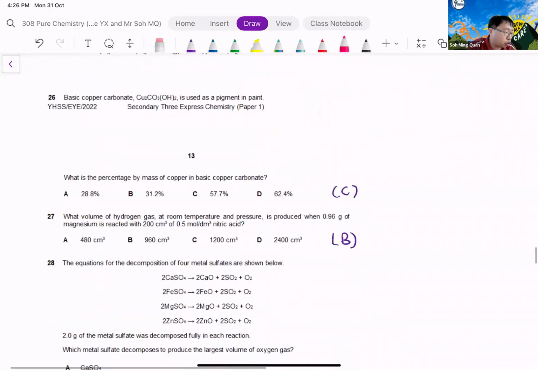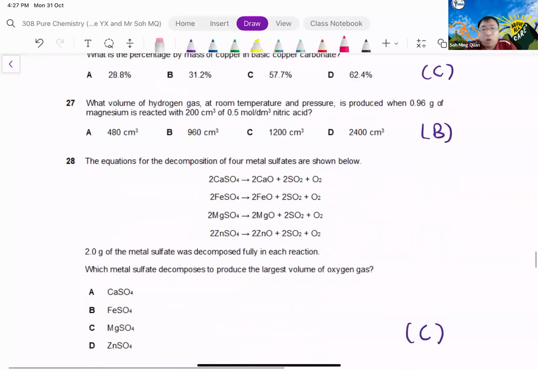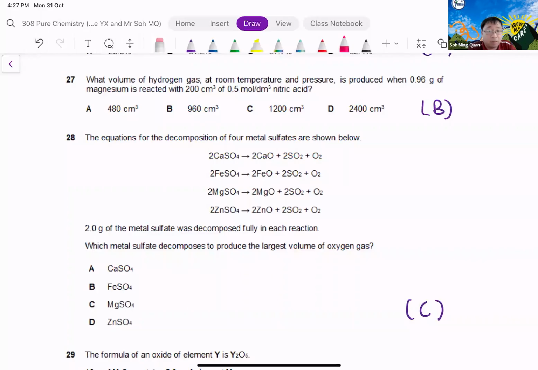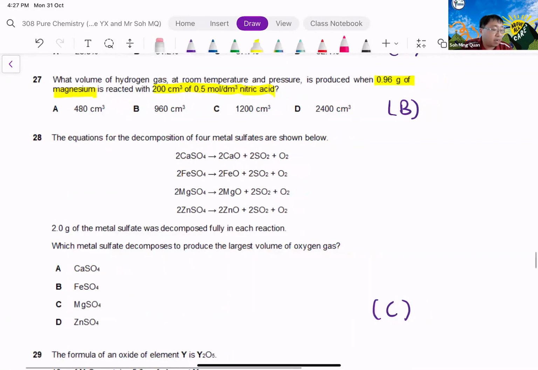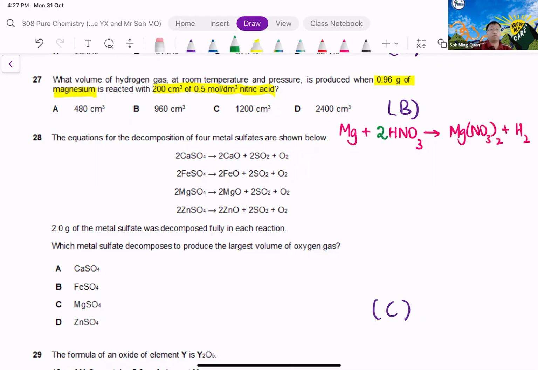Let's go to question 27. 27 is obviously mole concept, right? But exactly what from mole concept? The fact that I've given you numbers tells you that, oh, this is a reaction between magnesium and nitric acid, right? It forms magnesium nitrate and hydrogen. To balance the equation, we put 2 in front of nitric acid.